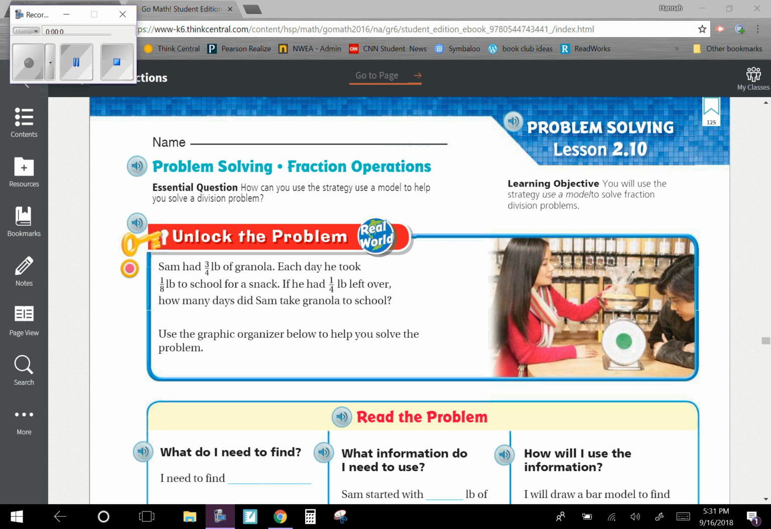Chapter 2, Lesson 10, Problem Solving Fraction Operations. Our learning objective is you will use the strategy, use a model to solve fraction division problems.